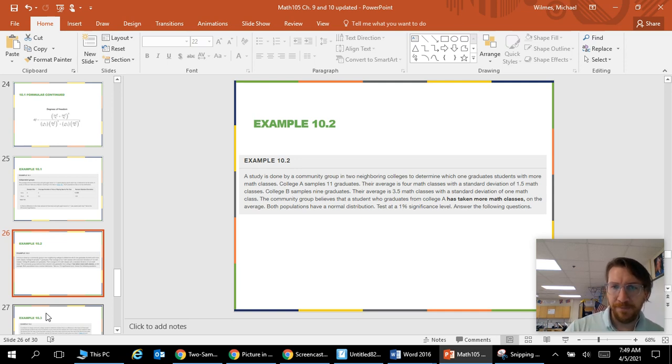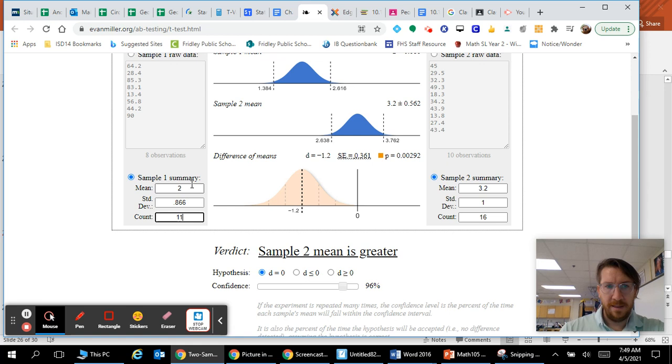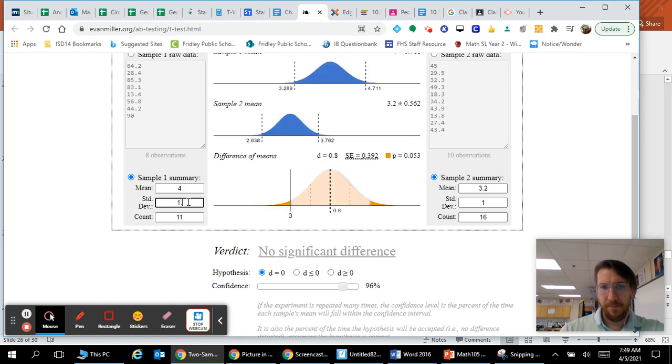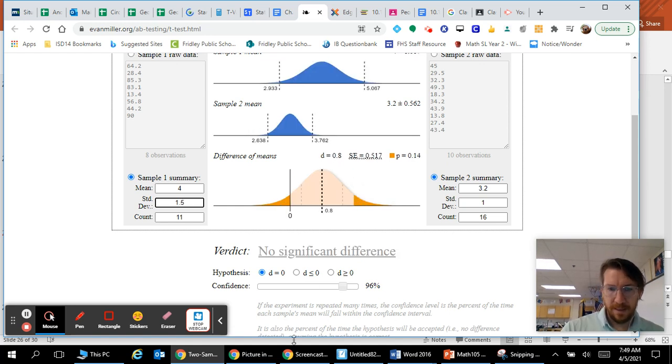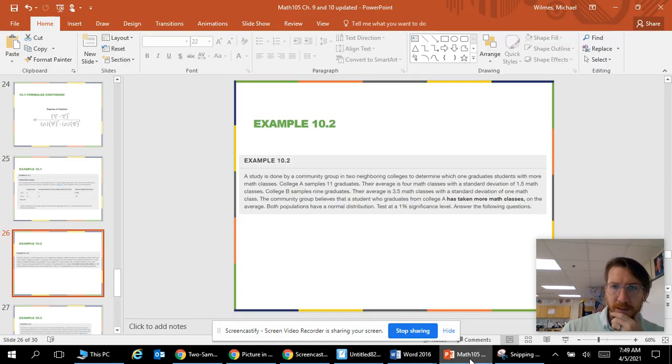College B, they average just 3.5 math classes, a little bit less with a standard deviation of 1. Okay, so the first one is a sample size of 11, an average of 4, and 1.5. So 11, 4, 1.5. Next one is 9, 3.5, and 1.